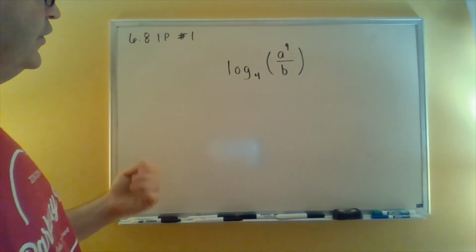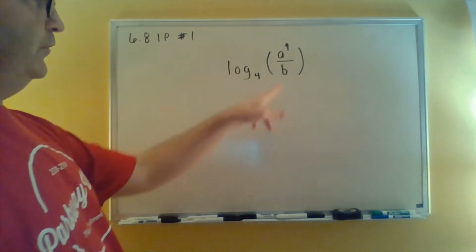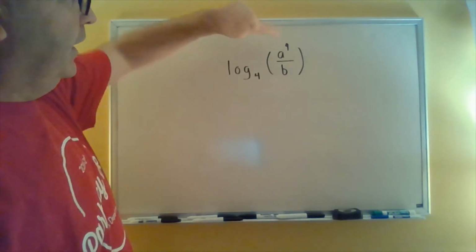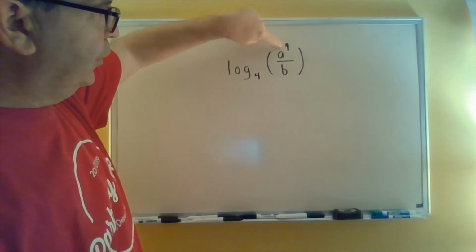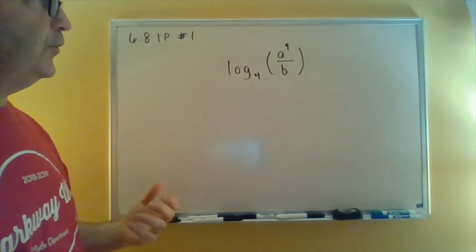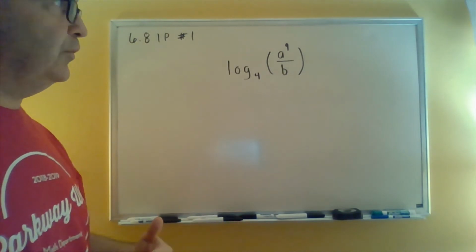So a couple things that jump right off the page to me here is I have a division problem here, which means that quotient property is going to come into play. And I also have one of my terms here where I have an exponent, which means that power property is going to come into play. So it's sort of 6.7, it's sort of that lesson in reverse.